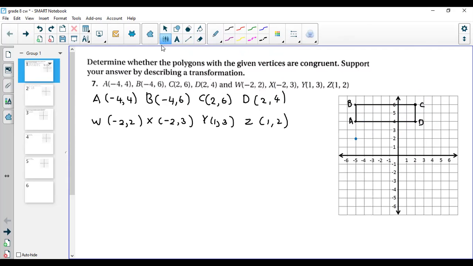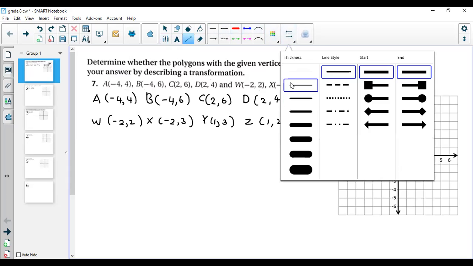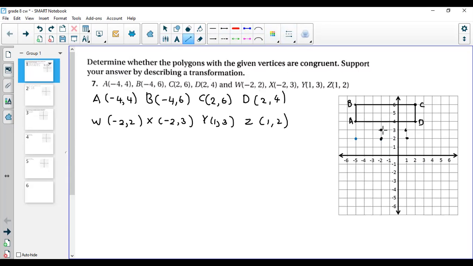Okay, now let's draw the image. It's negative 2 and 2 here, W. X is here, Y is here, 1 and 3, 1 and 2. So this is the image. As you can see, as soon as you draw, you can make out if it is congruent or not. Do they look congruent? Of course not. They don't look congruent. They are not the same size. Though the shape is the same, they are not the same size. So they are not congruent.